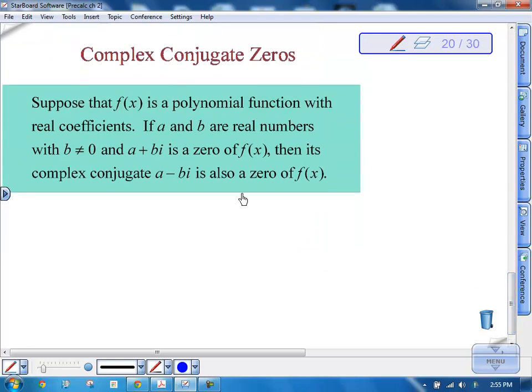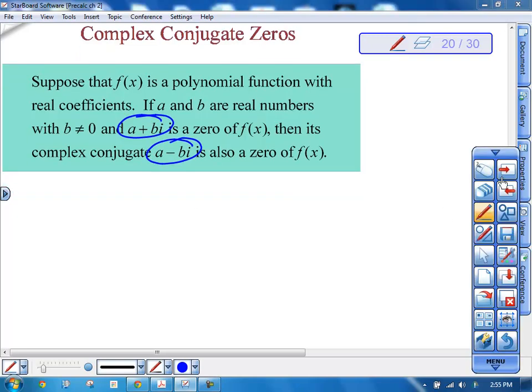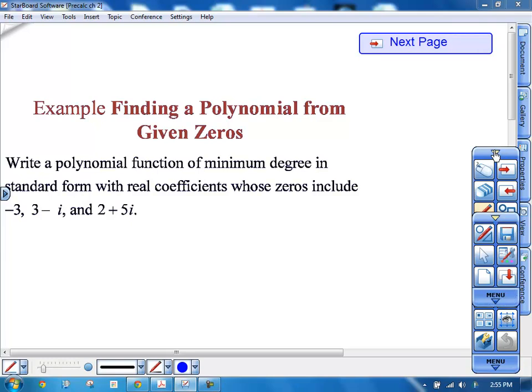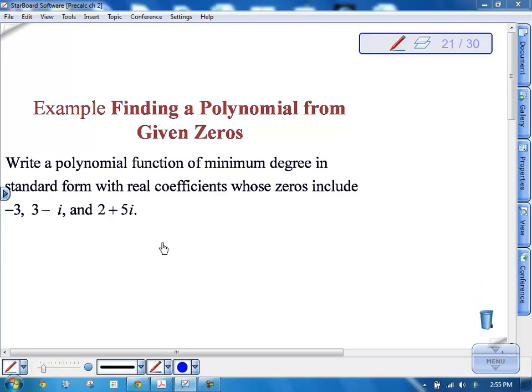Complex conjugate zeros basically just says that if a plus bi is a zero of a function, then a minus bi is a zero of a function. And that's important. I'll do an example for you here. This says write a polynomial function with minimum degree in standard form with real coefficients. So if 3 minus i is a factor, then 3 plus i has to be a factor, because that's the conjugate, right? Change the sign in between the real part and the imaginary part.